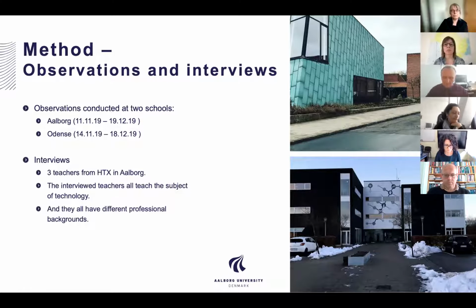And we started out doing that by doing observations at 2 different HTX schools, one in Aalborg and one in Odense. And we did it over a period of around a month at each school. And of course, talked to the teachers while we were there about the teaching. And in addition, we also did 3 interviews with the teachers from HTX in Aalborg.